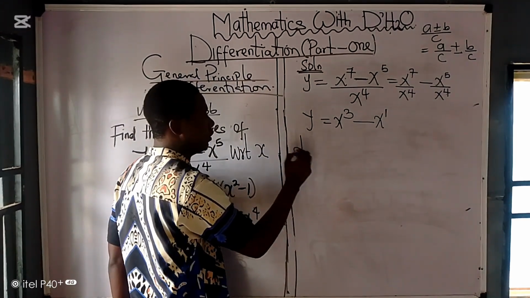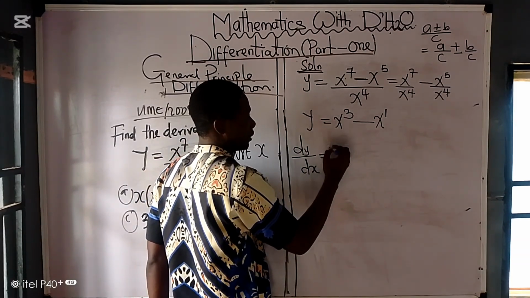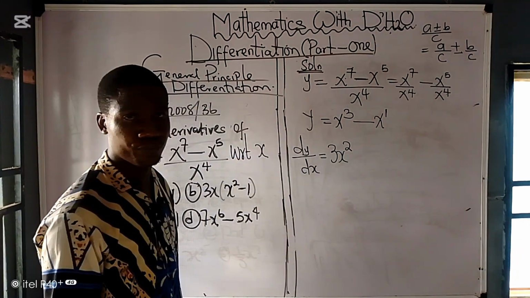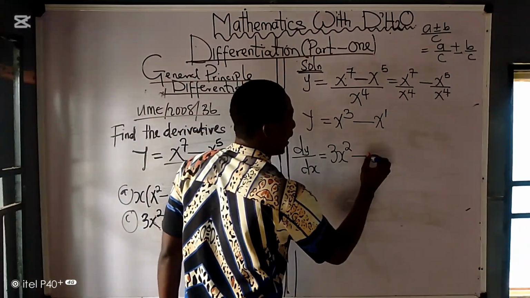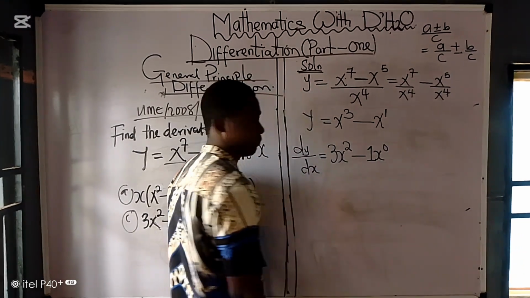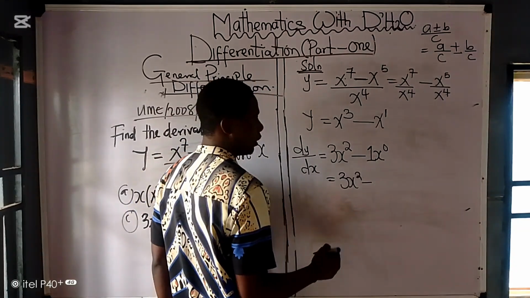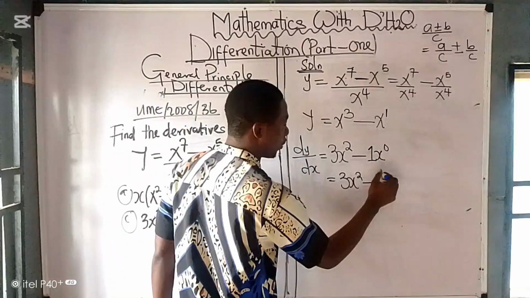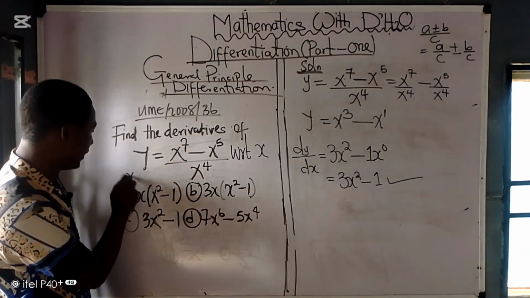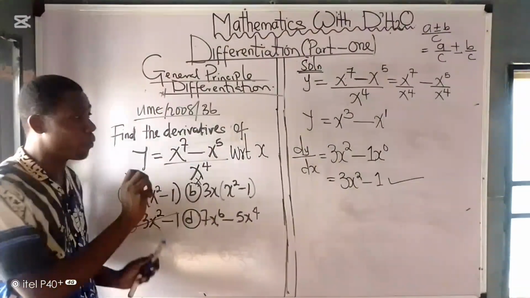So how do we differentiate now? dy over dx will give us, use 3 to times x, you have 3x. Then you remove 1 from the power, so you have 2. Use 1 to times x, so you have 1x. Remove 1 from this power of 1, so you have 0. So that will give us 3x squared minus x to the power 0 is 1. 1 times 1 is 1. This is the answer to the Jamb question. So it is not A, it is not B. The answer is what? C.